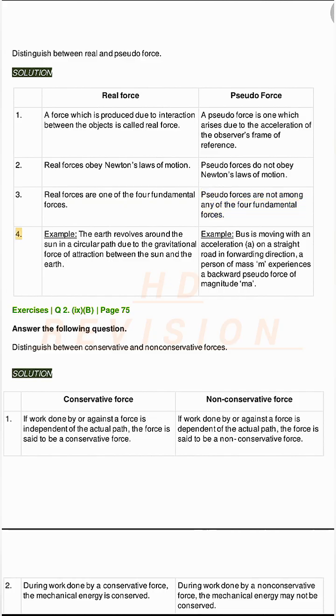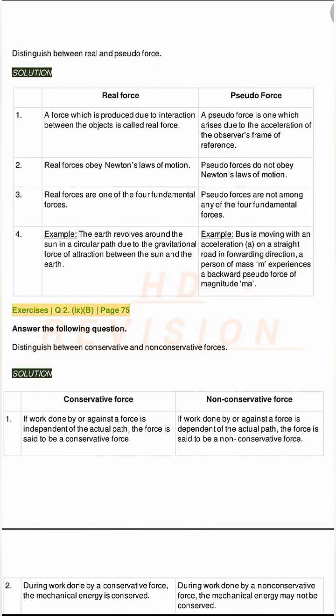4. Example. The Earth revolves around the Sun in a circular path due to the gravitational force of attraction between the Sun and the Earth. Example. Bus is moving with an acceleration a, on a straight road in forward direction. A person of mass m experiences a backward pseudo force of magnitude ma.